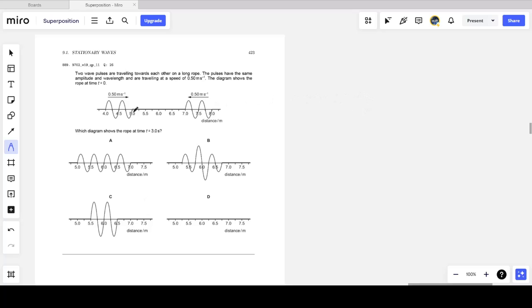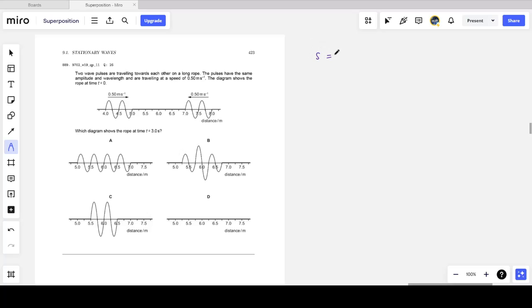Okay, so these two waves are of the same type. They are wave pulses on a rope. They're actually identical waves. They're just moving in opposite directions. They have the same speed even. And what I want to know is what they would look like 3 seconds after this has happened. So what I want to do is position these waves 3 seconds later and then do the superposition of them.